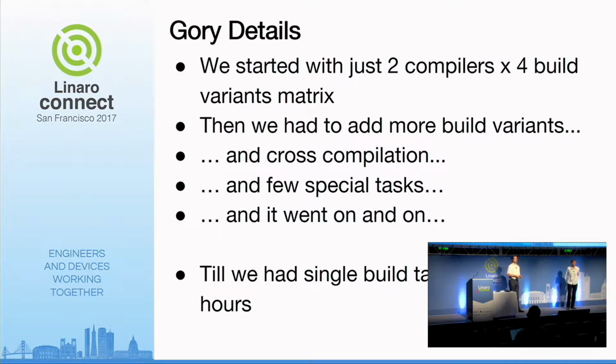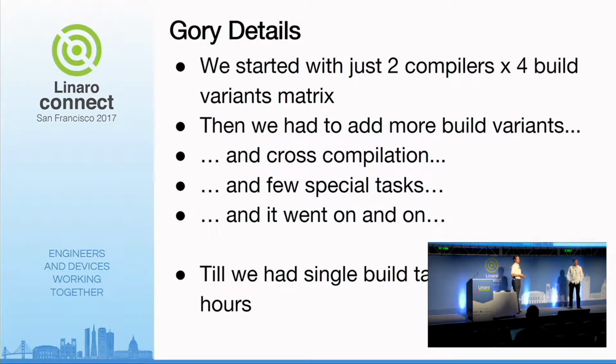We started with 2 compilers, Clang and GCC, and 4 variants, 4 environments. We had the default one, we had several schedulers that can be used internally, and we were using a special configuration to enable or disable ABI compatibility. These are gory details of the ODP project, but just 4 details.